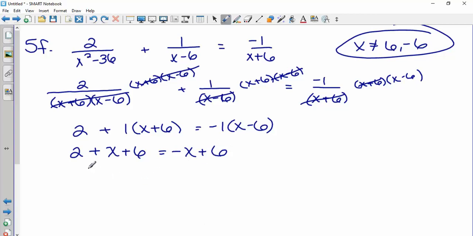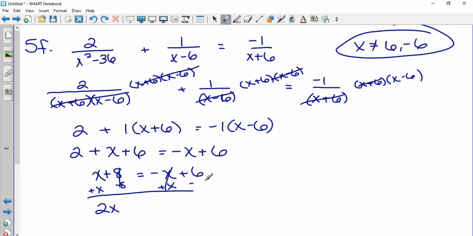If we add like terms, x plus 8 equals -x plus 6. Add x, subtract my 8. Divide and we get x equals -1. Is that answer okay? Yeah, we can't have positive or -6, but -1 works, so we are done.